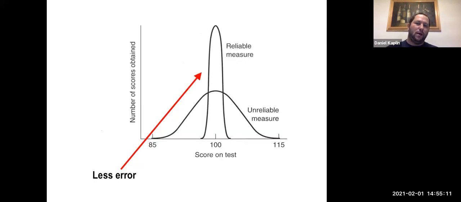Now, as I said, in reliable measures, you want as little error as possible. So the top bell curve that's skinny, that is a more reliable measure. The more spread out the bell curve is, the more error there is.